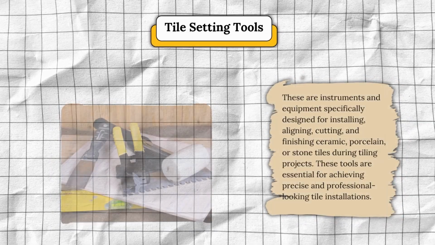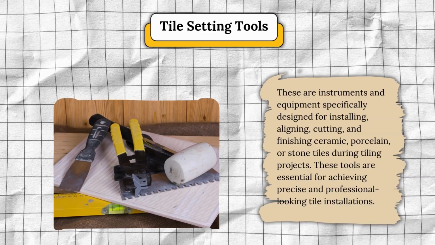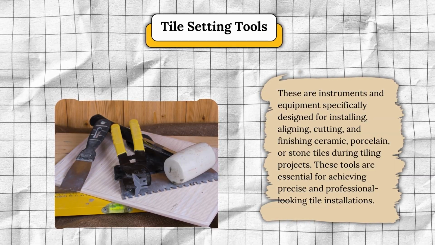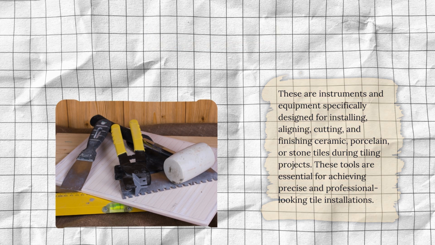The fifth classification of tools in industrial art services are tile setting tools. These are instruments and equipment specifically designed for installing, aligning, cutting, and finishing ceramic, porcelain, or stone tiles during tiling projects. These tools are essential for achieving precise and professional-looking tile installations.